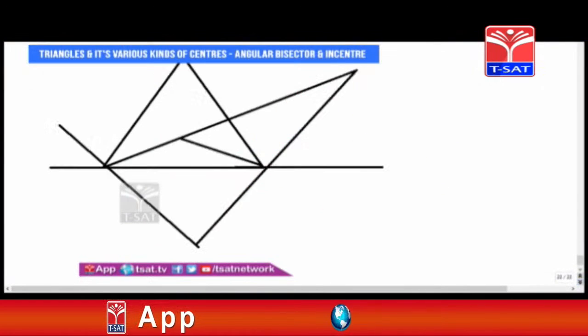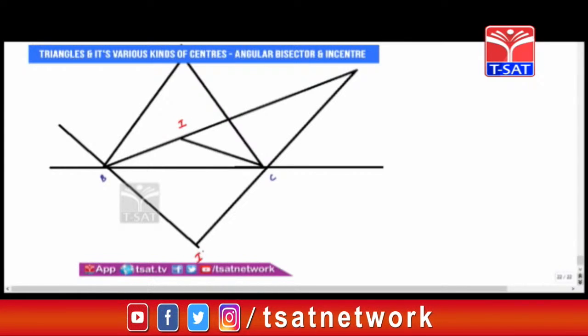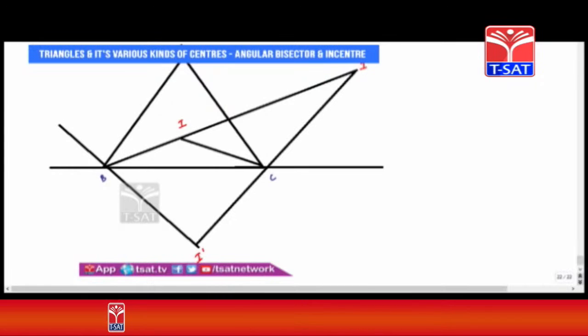In this figure, ABC is the triangle. Two internal angular bisectors meet, it is an incenter, I am taking it as I. This is I dash, where two external angular bisectors meet. I double dash is where one internal and one external angular bisector meet. This is the internal angular bisector. This one is the external angular bisector.